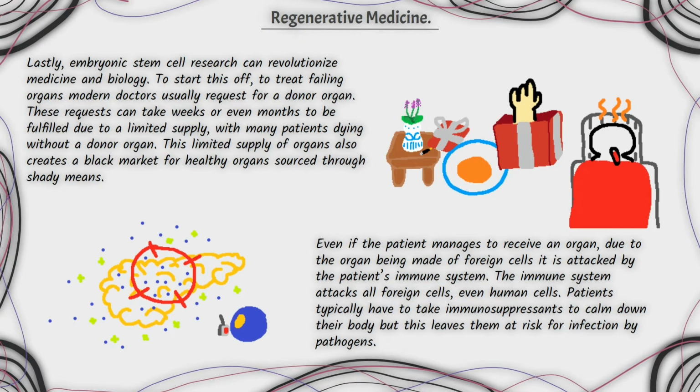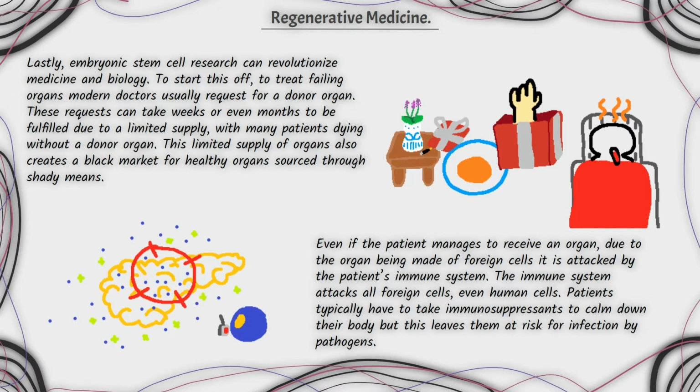Regenerative medicine. Lastly, embryonic stem cell research can revolutionize medicine and biology. To start this off, to treat failing organs, modern doctors usually request a donor organ. These requests can take weeks or even months to be fulfilled due to a limited supply, with many patients dying without ever receiving a donor organ. This limited supply of organs also creates a black market for healthy organs sourced through shady means.